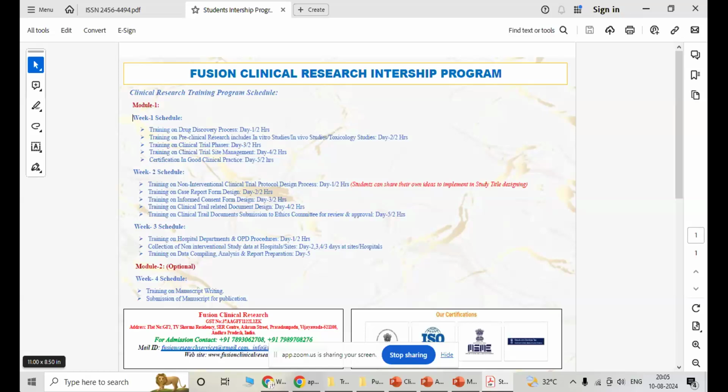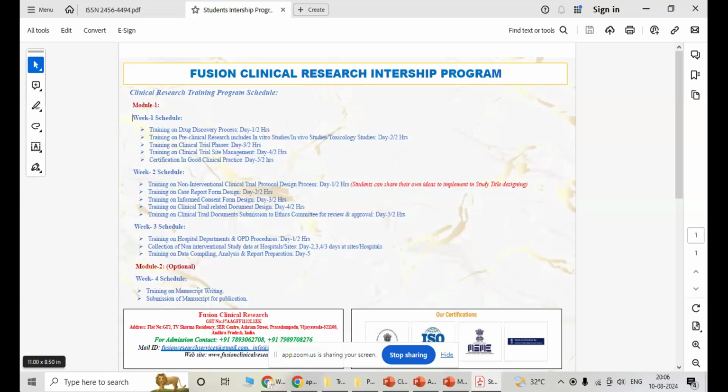Coming to the week 2 schedule, you have learned a lot of things theoretically from the institute as well as from us in week 1. But you don't know how to prepare a protocol. What is a clinical trial protocol? You need to prepare a non-interventional clinical trial. There are two types of model: one is the interventional clinical trial, the other is the non-interventional clinical trial.